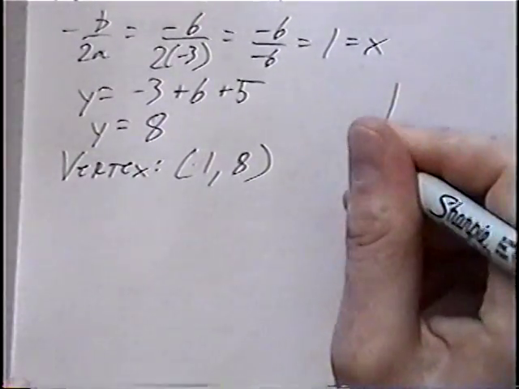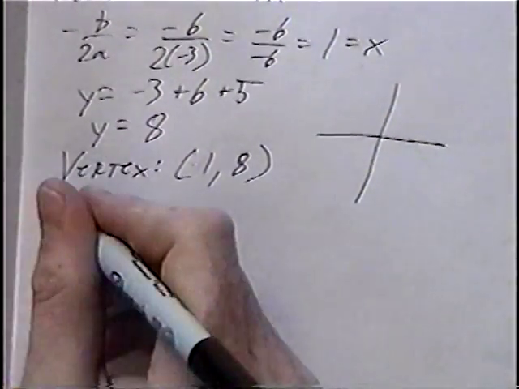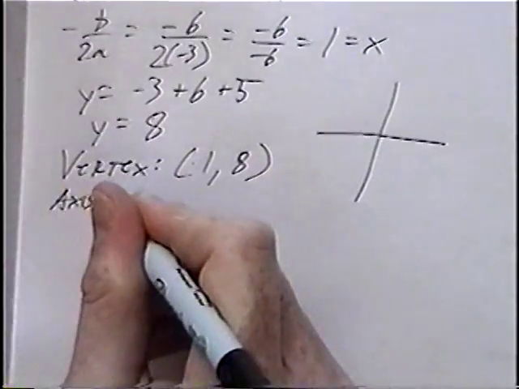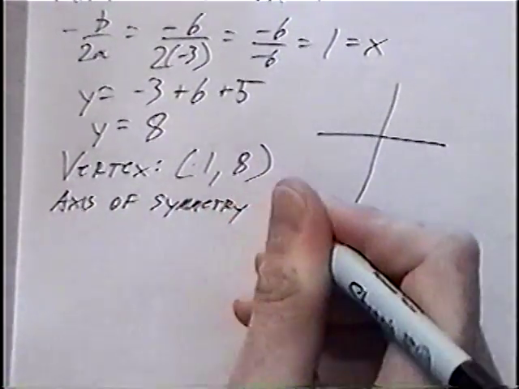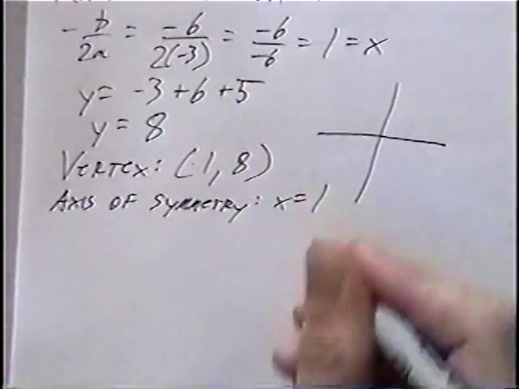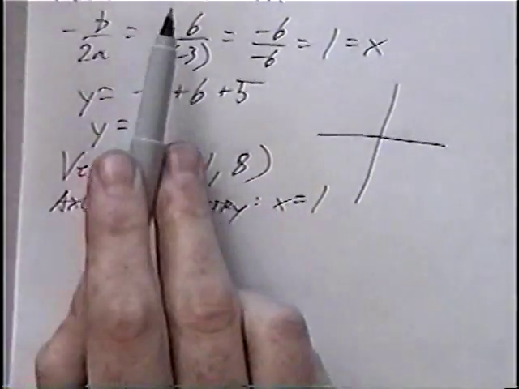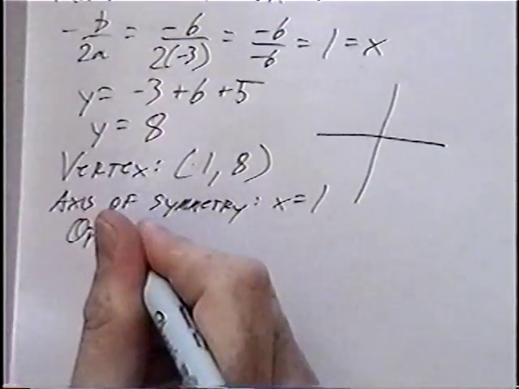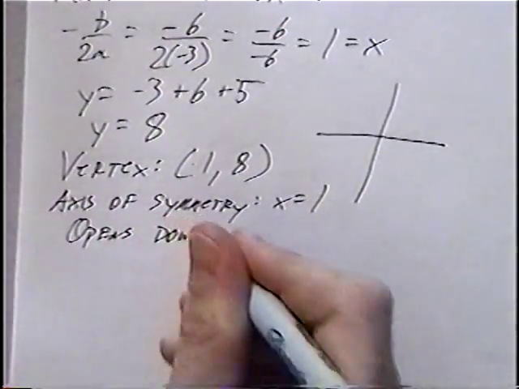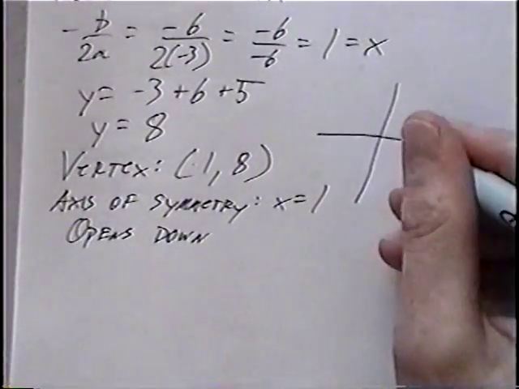Graphing. We can do our axis of symmetry. It is x equals 1, and the direction also, before we graph, we have a negative 3x squared, so this graph opens down. Our vertex is 1, 8.